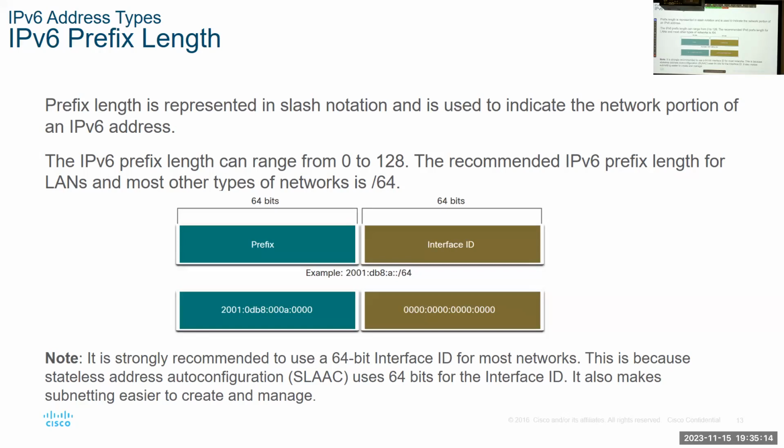Okay, so it can be from 0 to 128, but for LANs and for assigning to hosts, 64 is the standard, and that's what should be used. Because if you start doing other things, you're making life hard on yourself. You'll see different prefix numbers, but that's to represent something else.